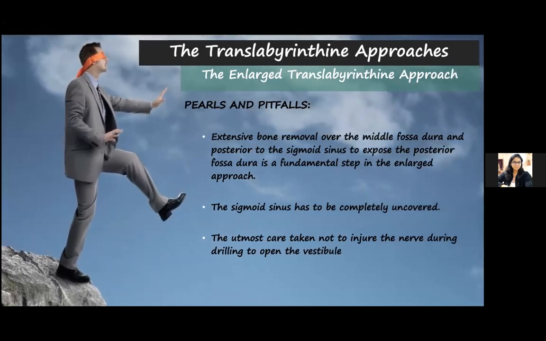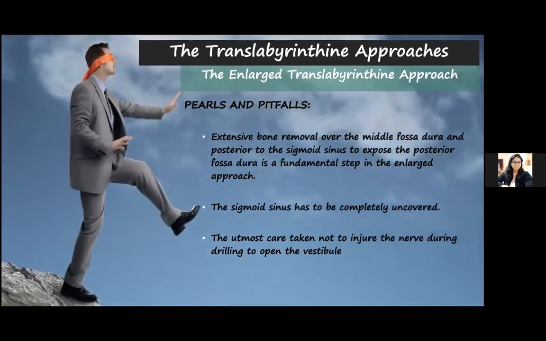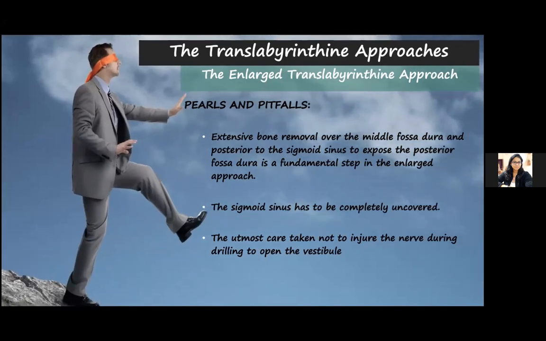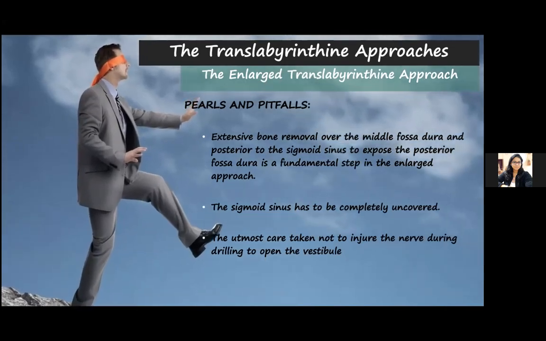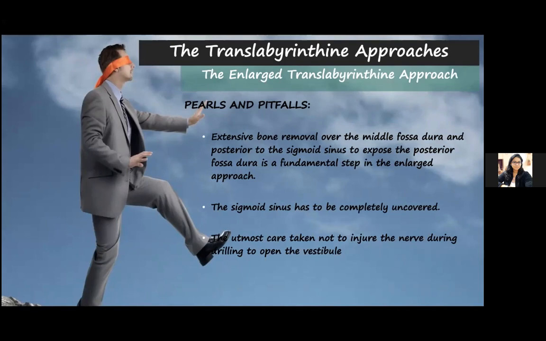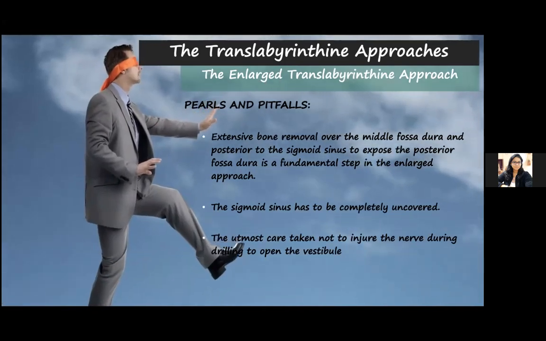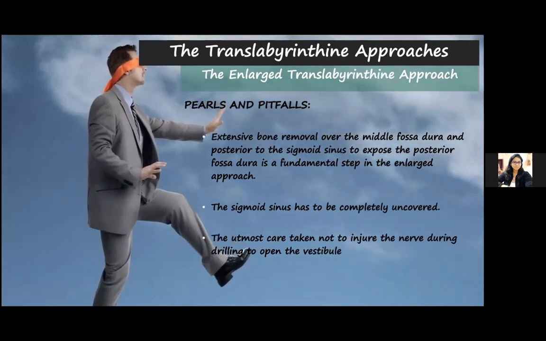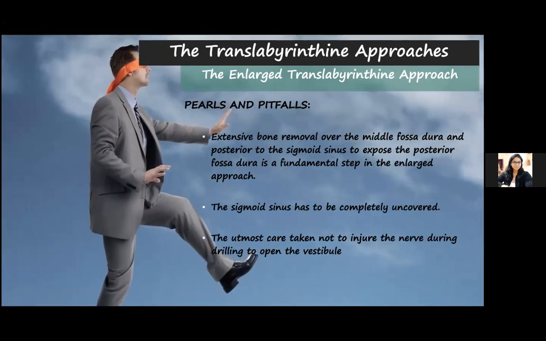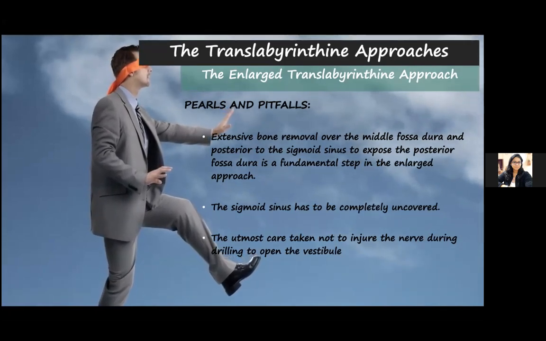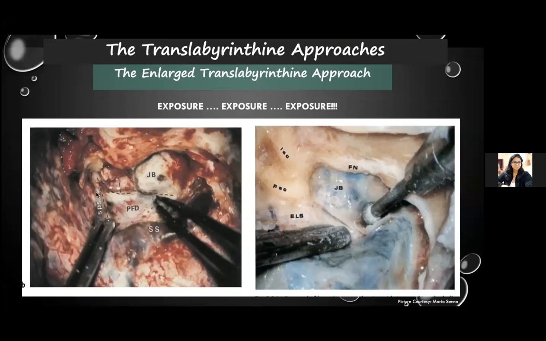Now one thing is extensive bone removal over the middle fossa dura and posterior to the sigmoid sinus to expose the posterior fossa dura is the fundamental step in the enlarged approach. And the sigmoid sinus has to be completely uncovered, which we have already seen, and utmost care should be taken not to injure the nerve during drilling to open the vestibule. Now these are the important things.